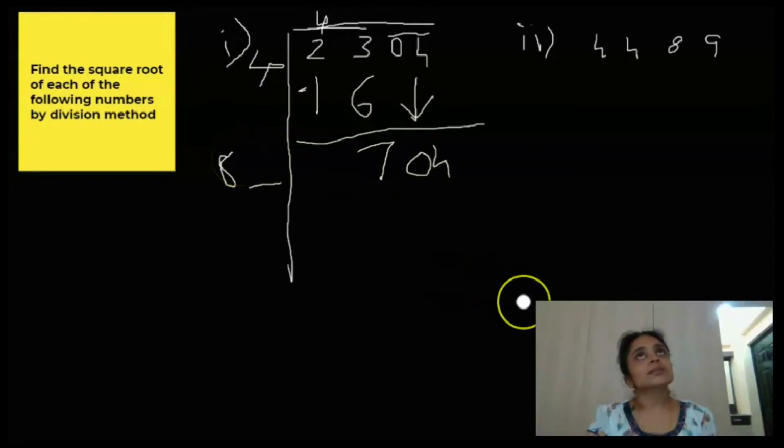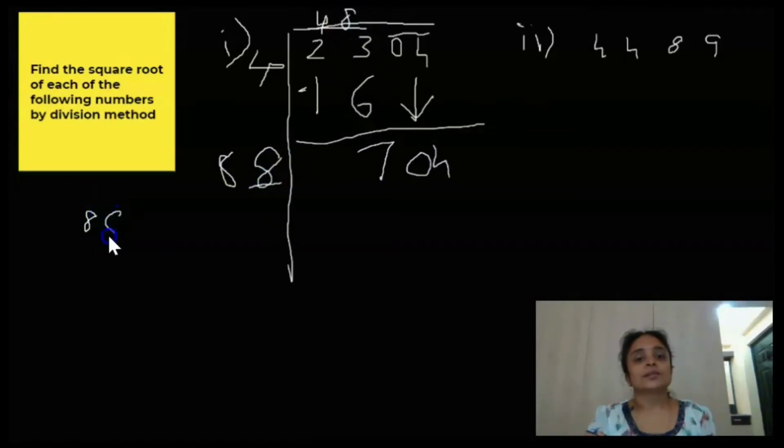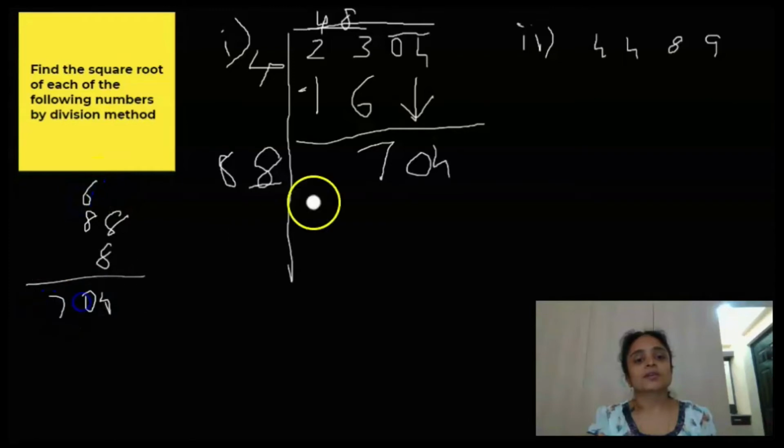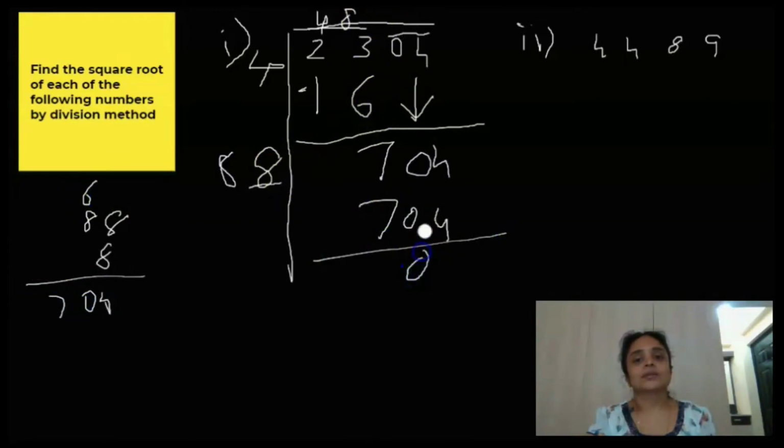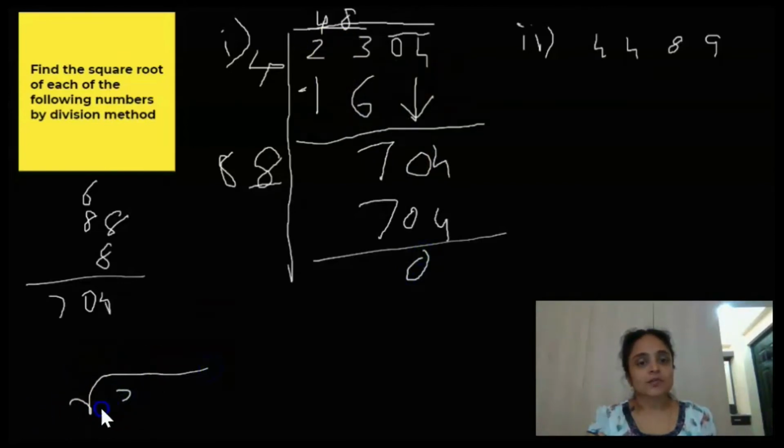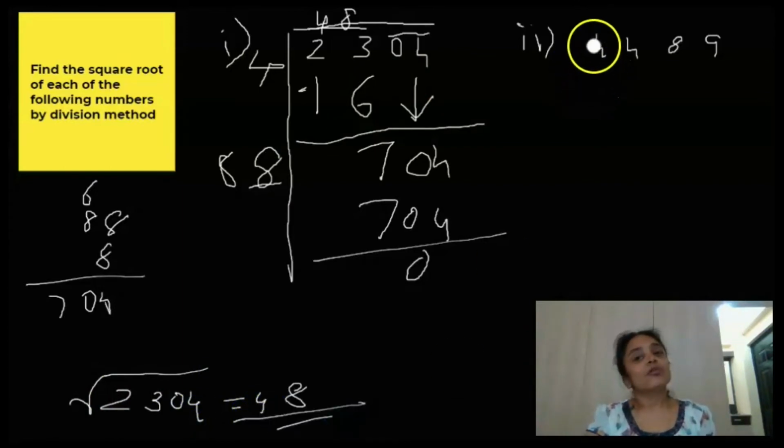Now, last digit should be 4. So, 8 into 8 is 64. So, let us see whether 8 is that number. 88 into 8 is 704, 64 plus 6 is 70. So, 8 is that number and remainder is 0, which means square root of 2304 is equal to 48. Okay, next one 4489.